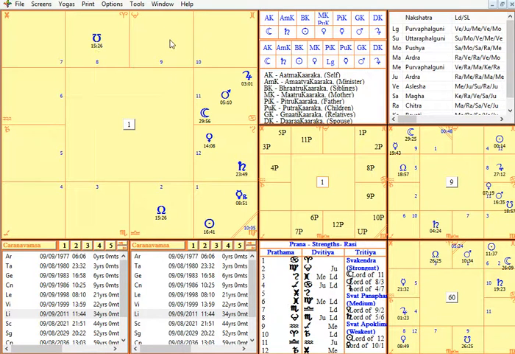So if it's in the second house, it's 1 year. If it's in the third house, it's 2 years. If it's in the 4th house, it's 3. 5th house, 4. 6th house, 5. 7th house, 6. 8th house, 7. 9th house, 8 years. 10th house, 9 years.